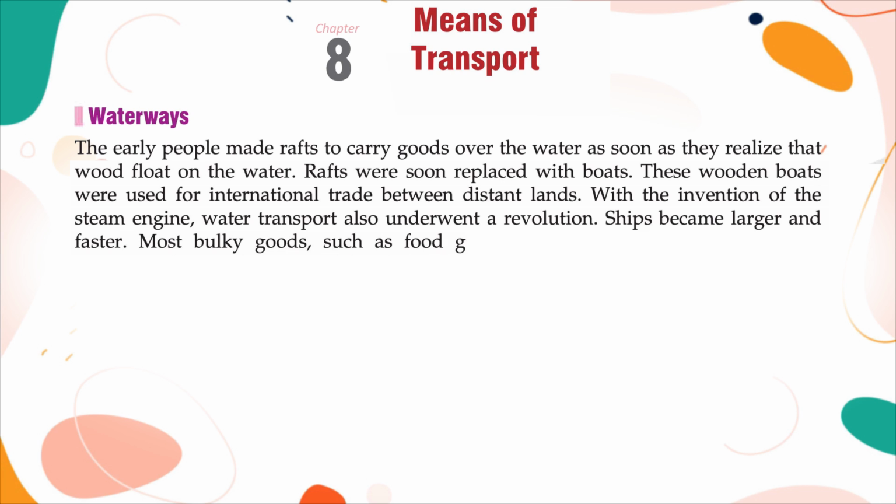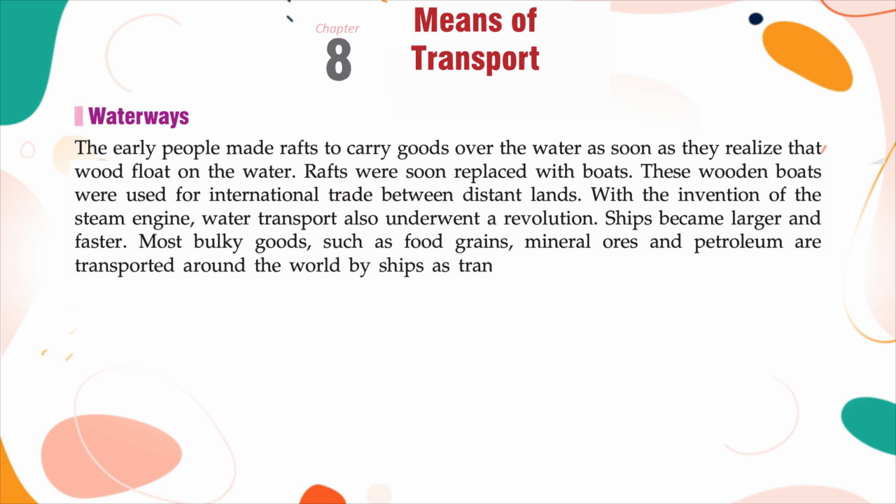Most bulky goods such as food grains, mineral ores, and petroleum are transported around the world by ships, as transport by ships is much cheaper than road or air transport.